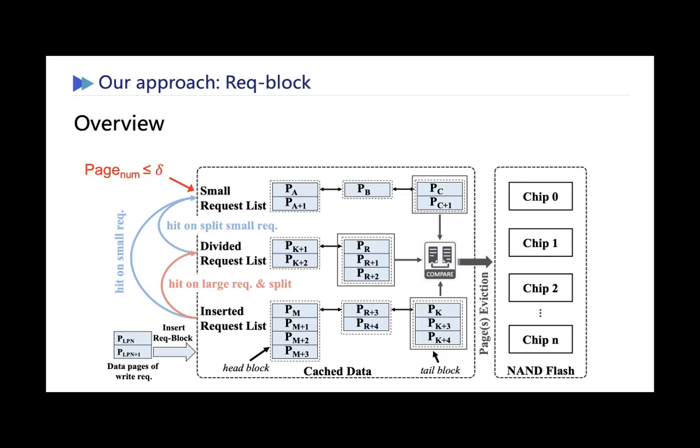Specifically, we configure a size limit delta for the page number of the request block in SRL. The request blocks that have more than delta data pages can't be directly moved to SRL. They must be split first and inserted to the divided request list. Once the cache becomes full, IQ block compares the priorities of the tail nodes of the 3 linked lists and evicts the request block that has the lowest priority for making available cache space.